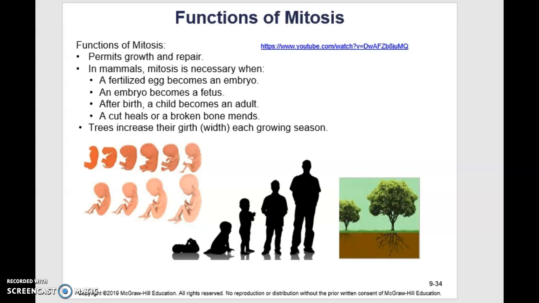Now, when does this happen? We've talked about mitosis, but why do cells need to undergo mitosis? Well, the function of mitosis in general is just to permit growth and repair. That's it. So within your body, mitosis is necessary when a fertilized egg becomes an embryo, or an embryo becomes a fetus, or after birth when a child becomes an adult. All of this growth isn't just because cells get bigger, it's because there's more cells. So mitosis is going to make exact copies of cells and make more and more of them.